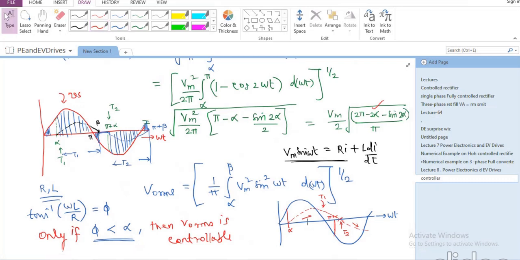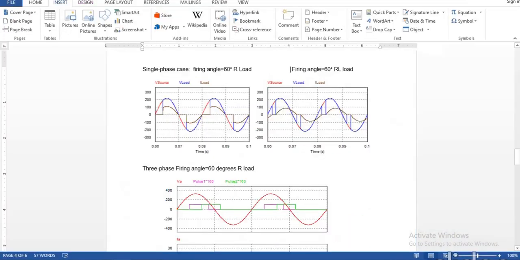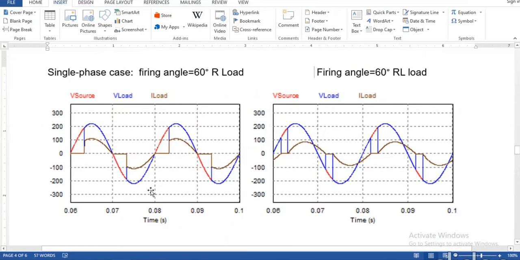So let me show you some simulation results that I have done for the AC voltage controller. You can see that this is for a firing angle of 60 degrees. So alpha is 60 degrees and it is a pure resistive load. Whenever we look at a pure resistive load, the current is going to follow the voltage itself. I've taken a resistance of 2 ohms. That's why compared to voltage, the current is just half that value. V divided by R is I.